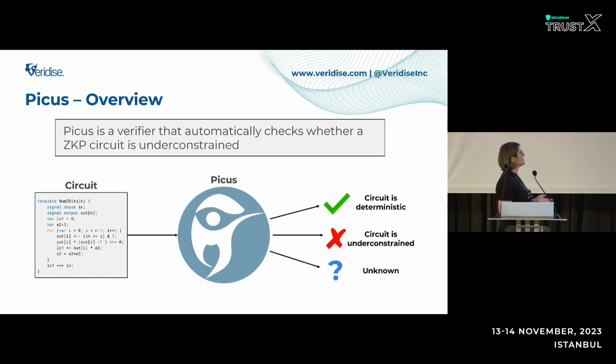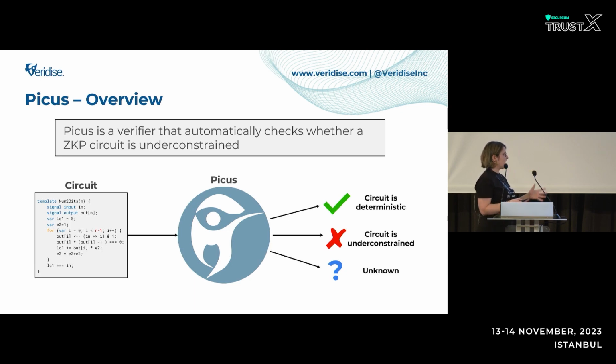So what we did at Veridice was to basically combine these two techniques into a tool called Picus. So Picus is a verifier that automatically checks if a zero-knowledge proof circuit is under-constrained. It takes in the circuit, namely the constraints, and it outputs if the circuit is deterministic. That green tick means that the circuit is deterministic. The output can be the circuit is under-constrained or unknown.